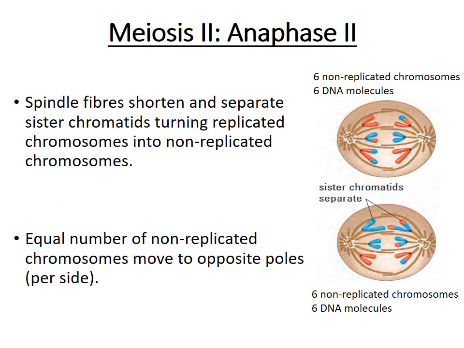Then we have anaphase 2, where the spindle fibers shorten and separate the sister chromatids this time. So rather than separating homologs, because homologs are not in the same cell, we're separating sister chromatids, similar to mitosis. But again, the main difference is that this is a haploid cell, and the sister chromatids are not identical to each other, right? Because of that crossing over that had happened in meiosis 1, prophase 1. So we can see here we still have 6 DNA molecules, 6 DNA molecules, 6 chromosomes, 6 chromosomes.